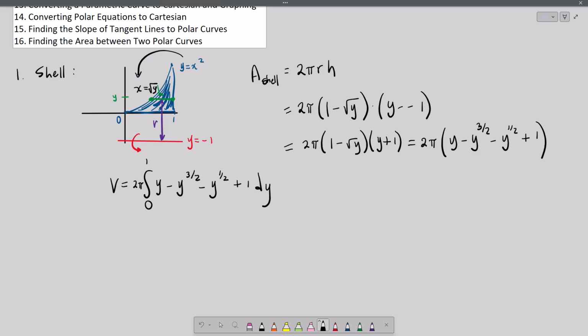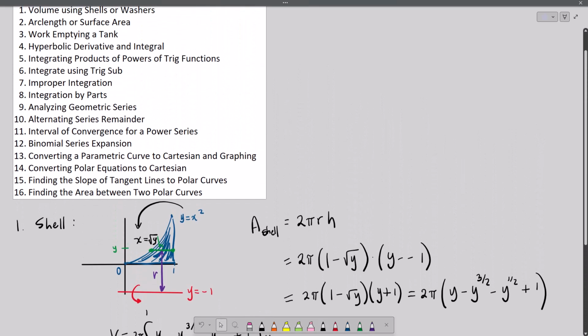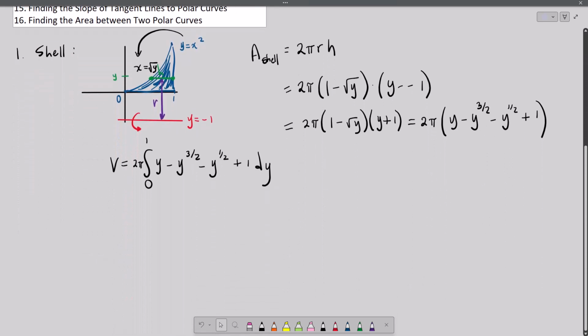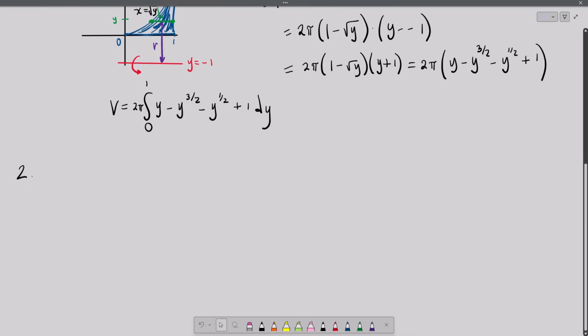So any step there you want to ask a question about? Anything cause you concern? All right, so you can integrate that term by term and plug in your limits. Question 2 says find arc length or surface area. What do you want to do, arc length or surface area? Surface area, okay.